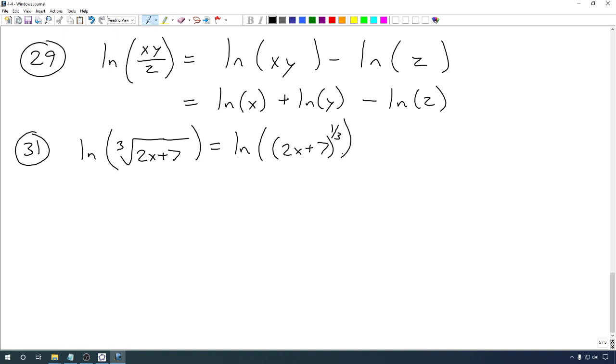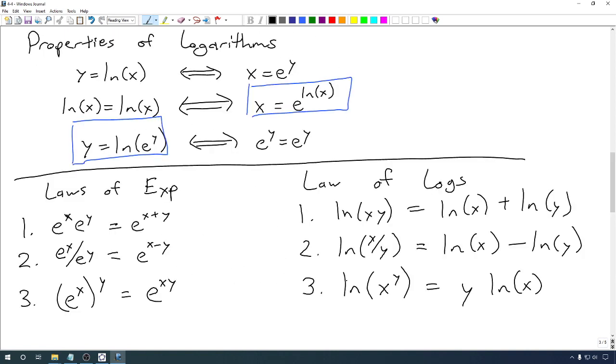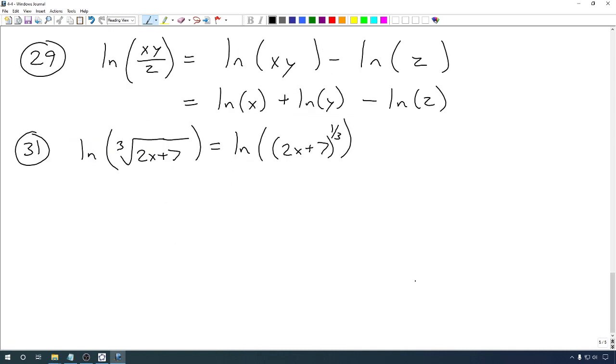And we have a rule that says if we have the natural logarithm of a power, that power can be pulled out in front, even if that power is not an integer. If that power is a 1/3, we can still pull it out. This is the same thing as 1/3 times the natural logarithm of what was already inside there, the 2x plus 7.